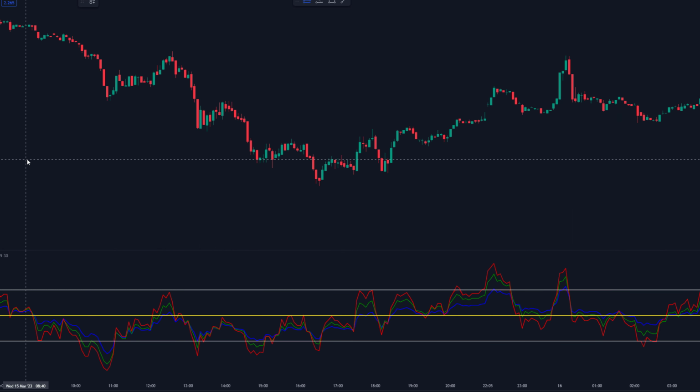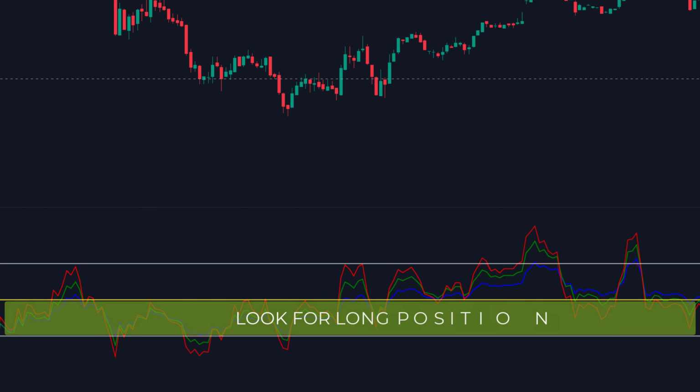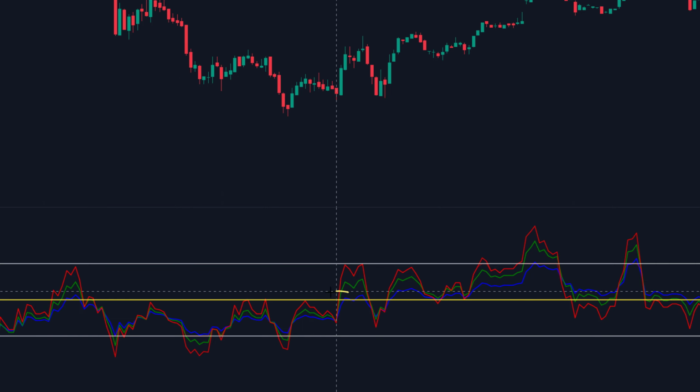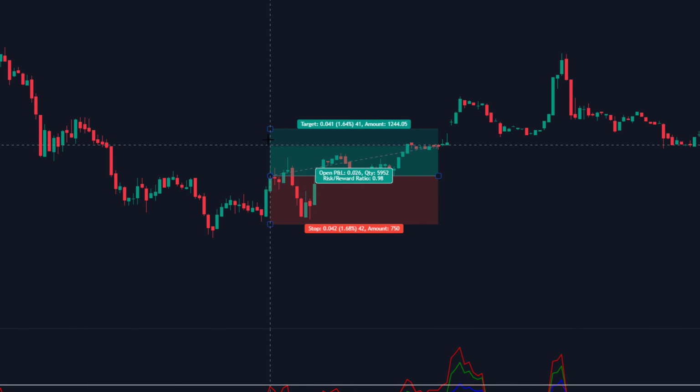Now let's look for another entry, but this time a long position. So when all the RSI lines are underneath the yellow line, then we're looking for a long position. And when all the lines cross back up the yellow line, that is where we can take an entry, but only after the candle is closed.